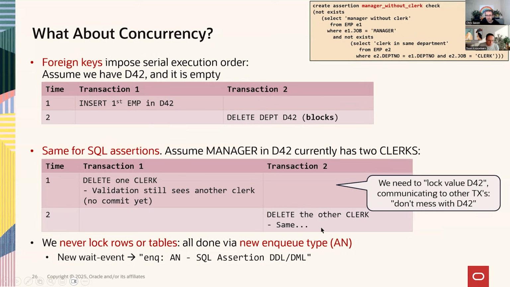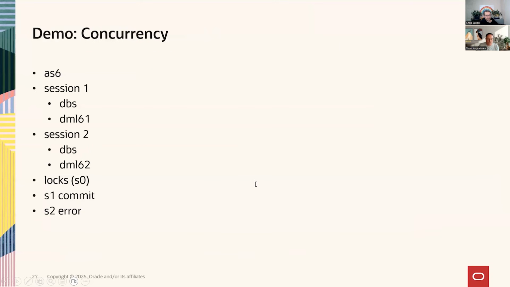We never lock rows or tables. What you're going to see when a situation like this arises, and I'm going to demo it to you now, is a new wait event, enqueue SQL assertion DDL DML. So let's demo this exact scenario that I was talking about on this slide.